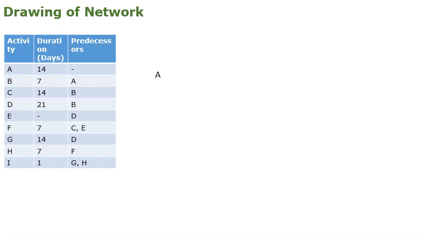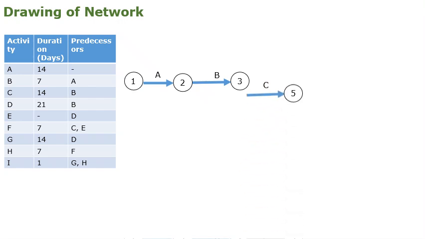So, drawing of the network. This is the question. If we take activity A, there is no predecessor, so we can draw it like this. Then activity B, the condition is that after completing activity A, B should start. Then for activity C, B should be completed. Then for activity D, again B should be completed.